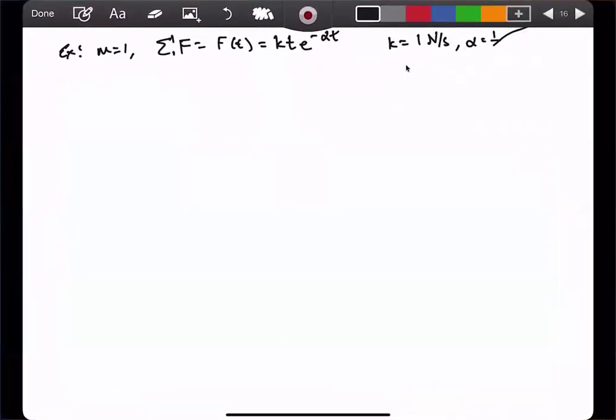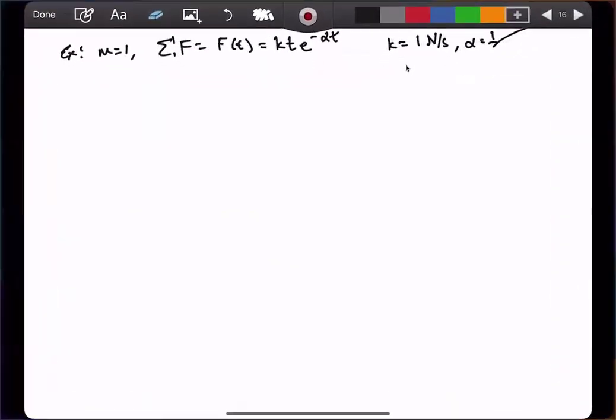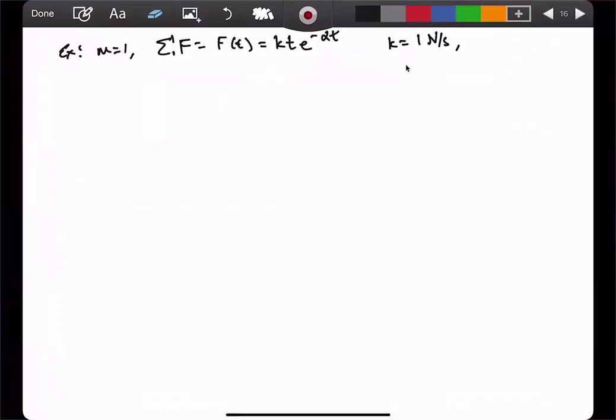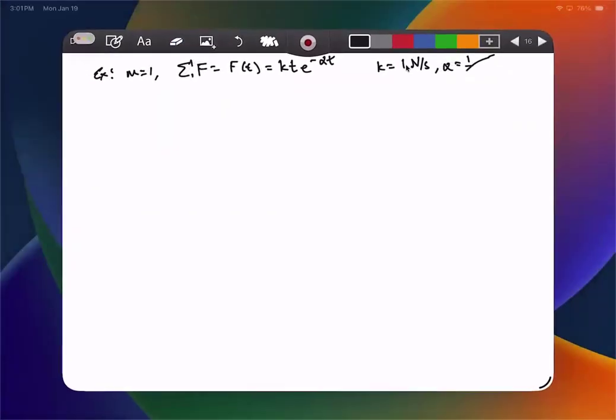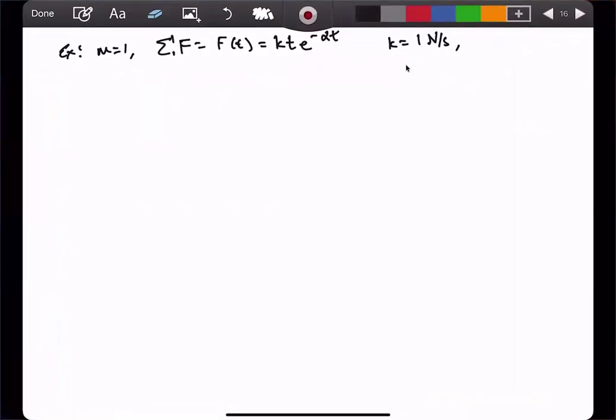Alpha is equal to 1/2. It really doesn't like me writing them. One more time. Alpha is equal to 1/2 per second. Get rid of the second in the numerator over here.